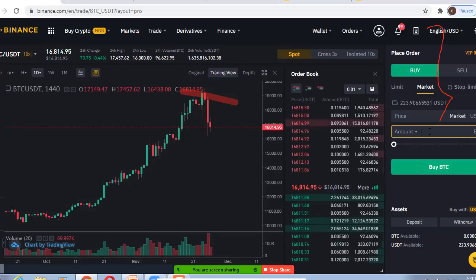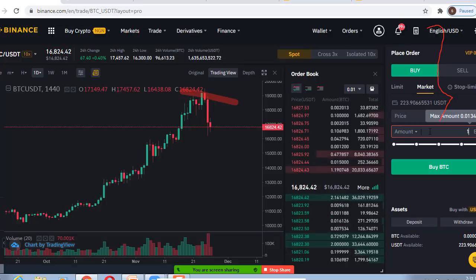I'm saying I want to buy Bitcoin now. So I can just put the amount of Bitcoin I want to buy here. You can say one Bitcoin. The current price of Bitcoin is 16,800. And you click buy. Once you click buy, you've bought Bitcoin. It's as simple as that. I think I don't have any Bitcoin. I just have some USDT, which is about 223 USDT, about $223. That is how you buy. Once you click here, you've bought Bitcoin.